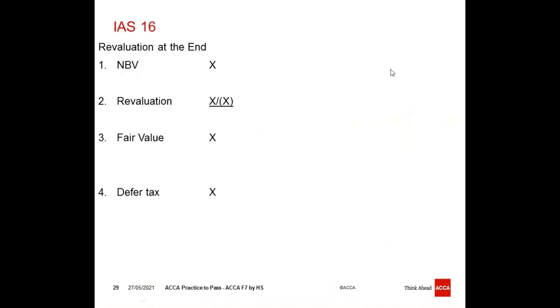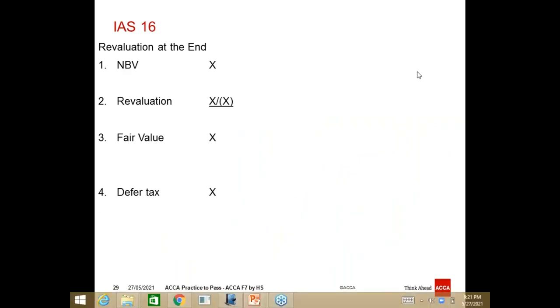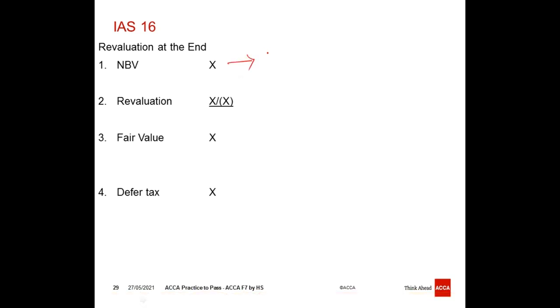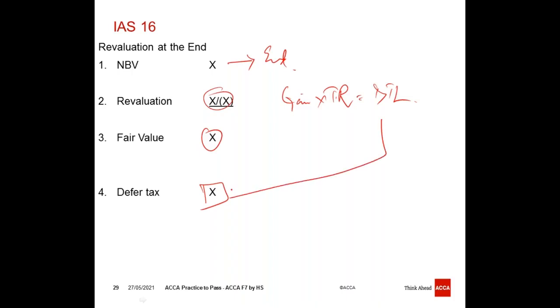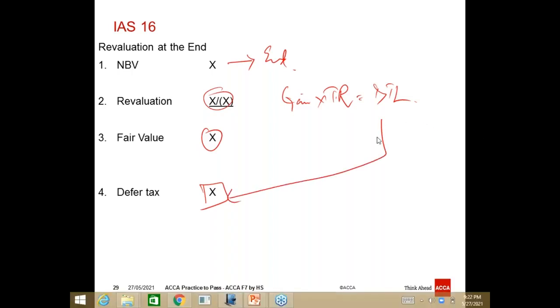Now, in case the revaluation was done at the end, first you need to calculate the net book value at the year end and compare it with the fair value or market value. Then you will find the revaluation gain or loss. If there is a revaluation gain, you also need to book the deferred tax. So if there is a gain, you multiply it with the tax rate to get the deferred tax liability. That's it. You don't need to book the revised depreciation because we have already charged a full year depreciation in the income statement.